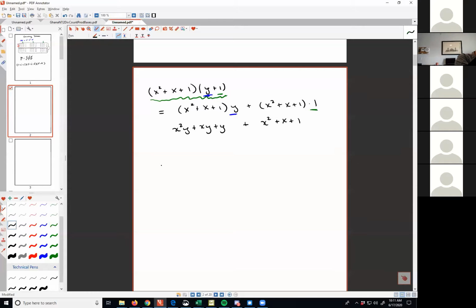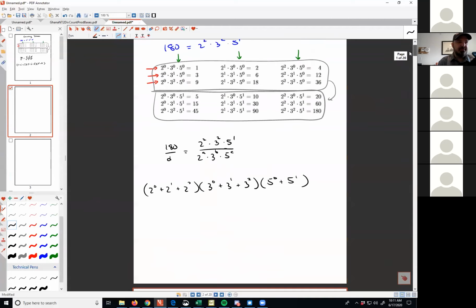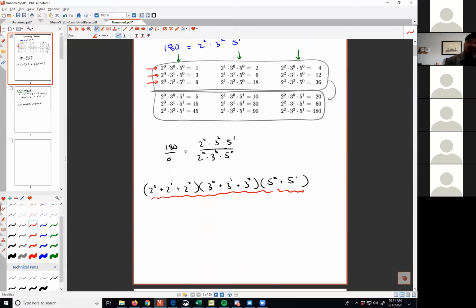So now if I were to multiply a squared plus a plus 1 times b squared plus b plus 1, how many terms would we get? 9. That's correct. And now if I multiply that by c plus 1, how many terms would we get? 18. Okay, well that is the same number of terms we're going to get from this product right here. 3 terms times 3 terms times 2 terms is going to give us 18 terms.